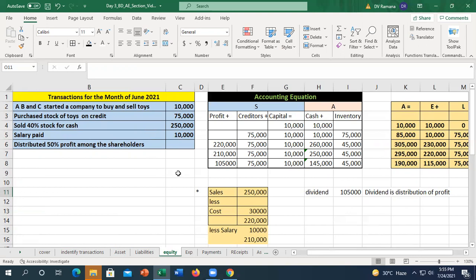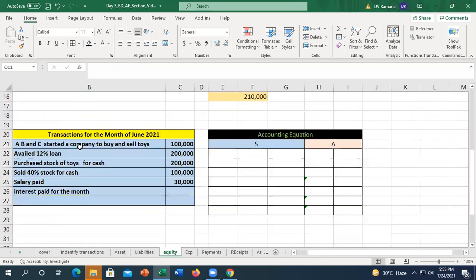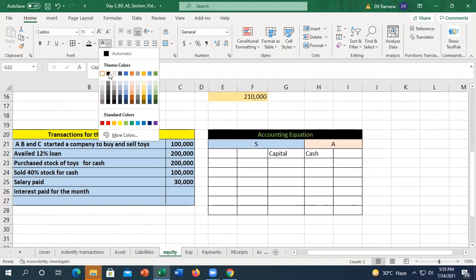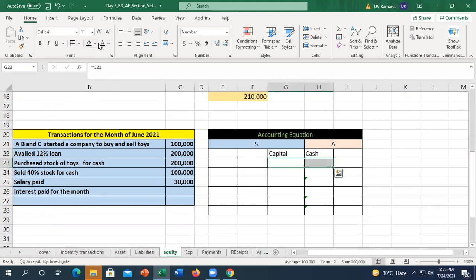Now let us take another example. Now let us observe this. The first one is the same. So the capital of the company is equal to the cash contributed. But in this case, the company took a loan, and so the cash goes up to the extent of the loan, no change in the capital, and a liability arises, that is the loan. Purchase inventory to the extent of 200,000 for cash. So cash reduces to the extent of 200,000, no change in the capital and no change in the loan.